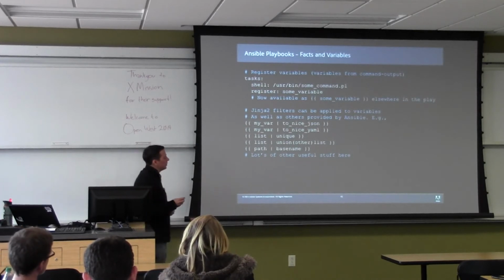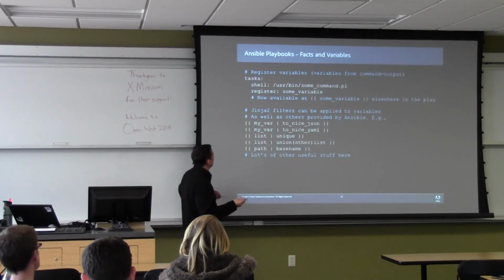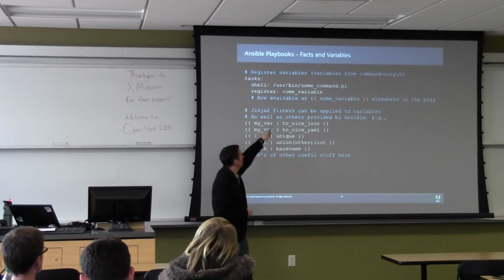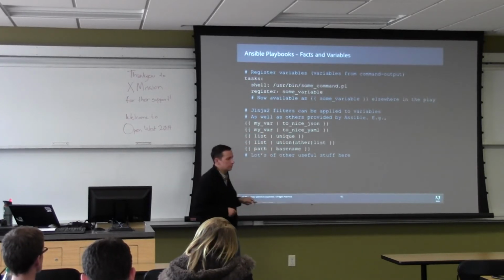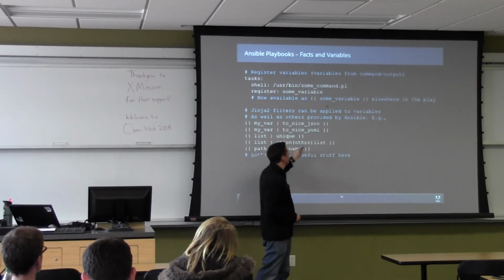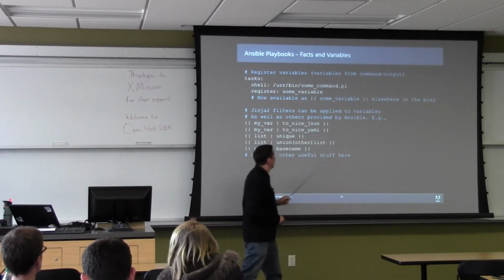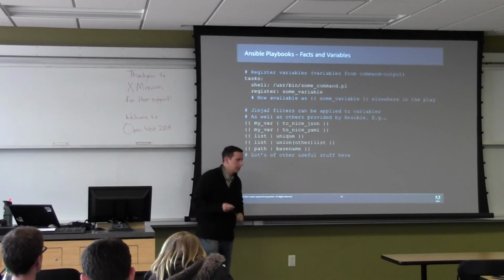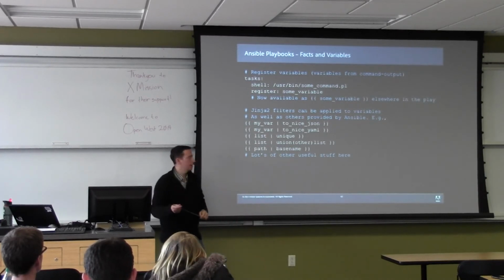Okay, you can also register variables inside your playbook. For example, if you want to run a shell command, it will take the output, and you can register that output as this variable to be used later. And then later in the playbook, you reference that variable in Jinja format looking like that. And you can apply these filters, like take this variable, and there's this function called toNiceJSON that spits out a nice JSON representation of that.